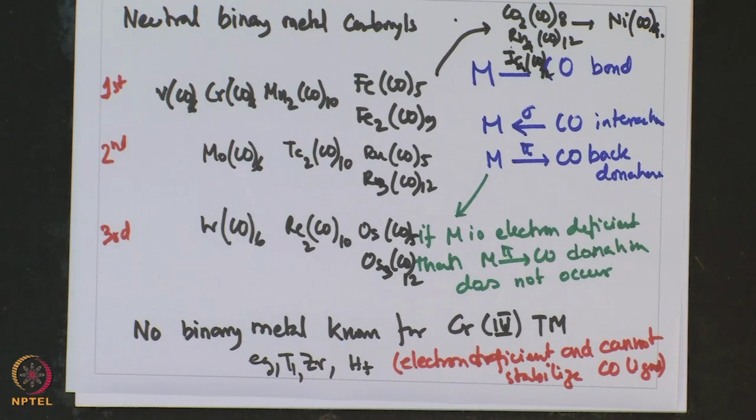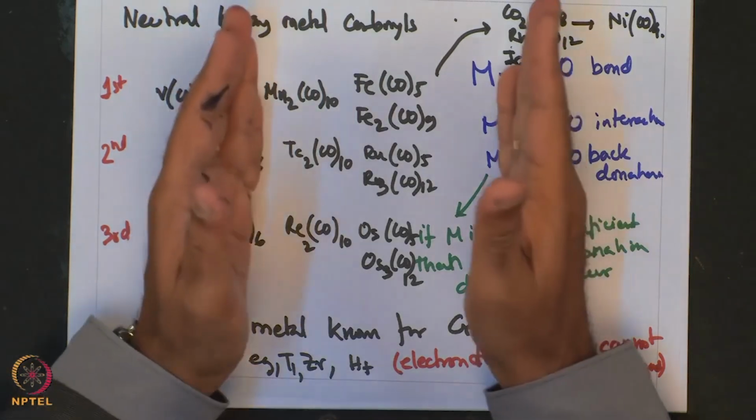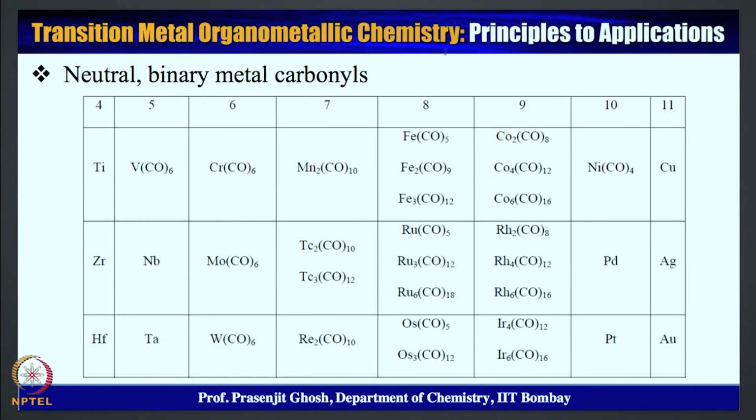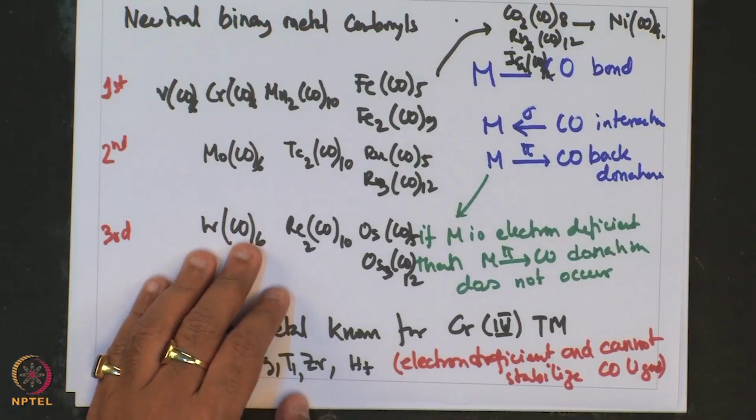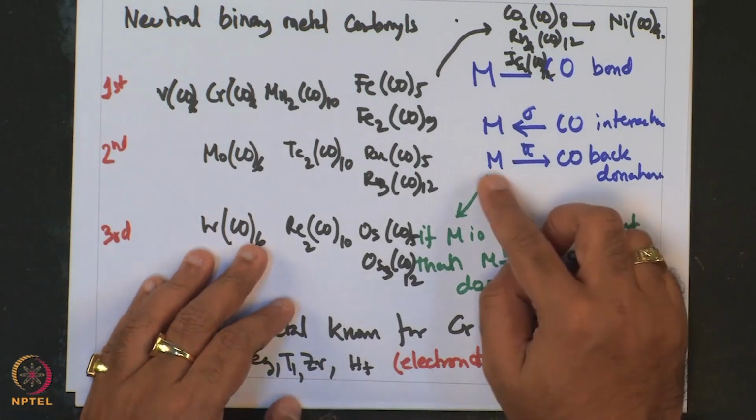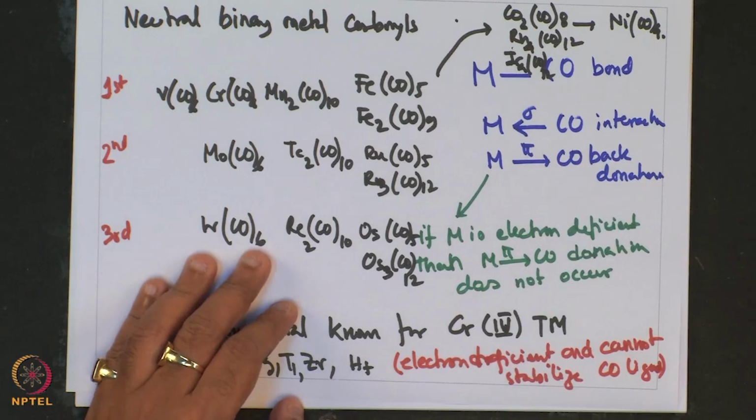So, what is seen over here is that in the center of the periodic table, from group 6 to group 9, for almost all the transition metals in the first row, second row, third row, a lot of binary metal carbonyl complexes are known. That is because from group 6 to group 9 these are electron rich metal centers, and the metal has enough electron density to participate in metal to ligand pi back donation. As a result, the binary compounds are stable.